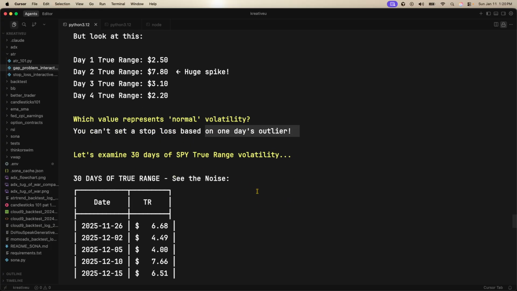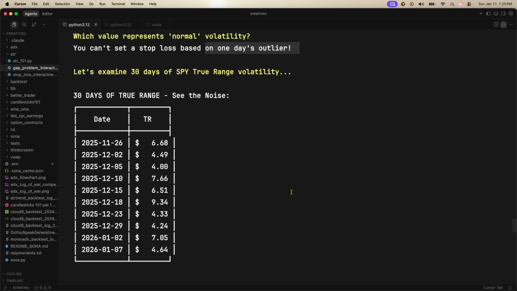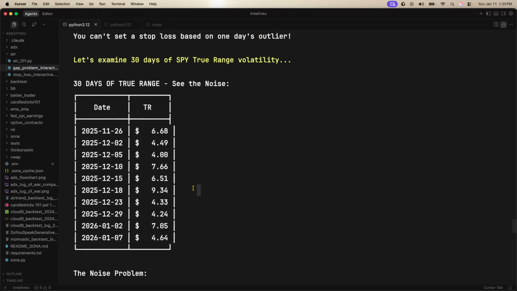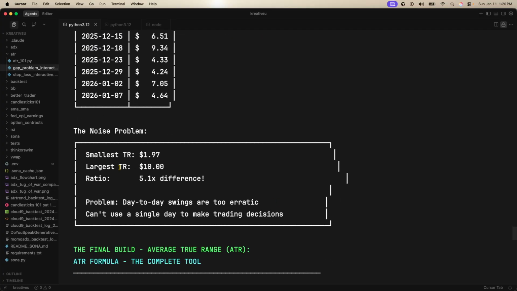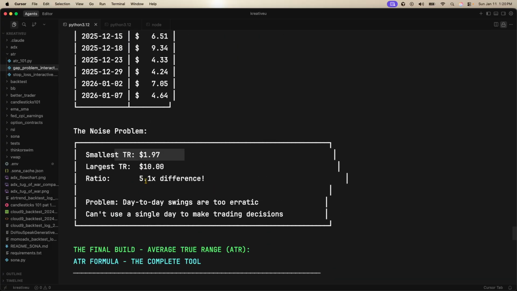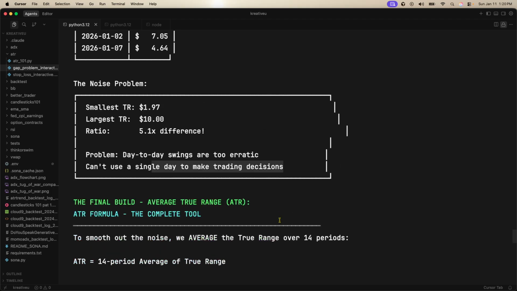Let's examine the 30 days of SPY true range volatility, right? So here's the 30 days of SPY true range volatility. We see we have a couple of outliers here with the 934 and also the 766. The smallest true range is 197. The largest is $10. It rounded up. That's a 5.1 difference when you're looking at the ratio. The problem is that the day-to-day swings are too erratic. We can't use a single day to make trading decisions.